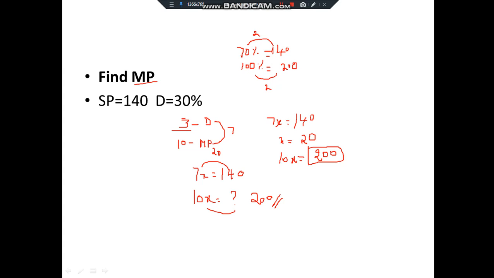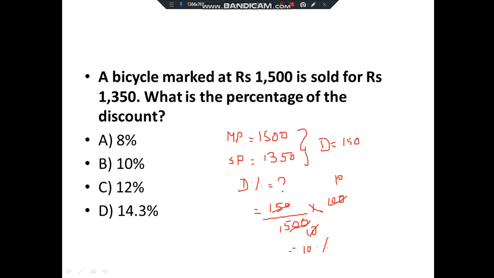Okay, we'll try some application problems. Okay, first question, a bicycle marked at rupees 1500 is sold for rupees 1350, which means market price is 1500 and selling price is 1350. What is the percentage of discount? So they are asking for discount percentage. So hope you can try it by yourself.